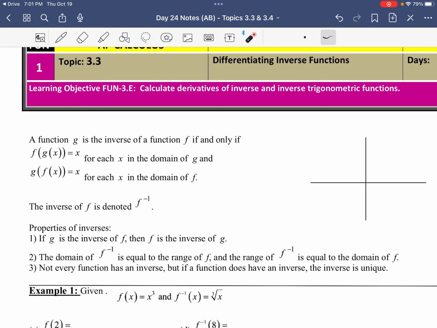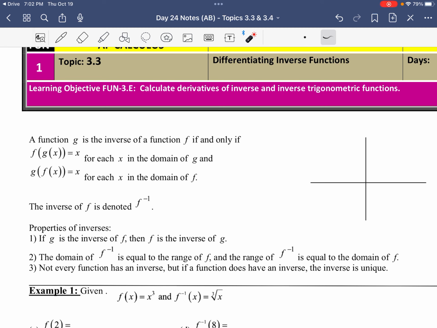Let's remember some things about what it means for functions to be inverses of each other. The reason we learn this now is because it has to do with chain rule and taking the derivative of composite functions. That's actually how we get to the formula for the derivative of inverse functions, is using what we know about chain rule. But first, let's talk about what we know about inverse functions.